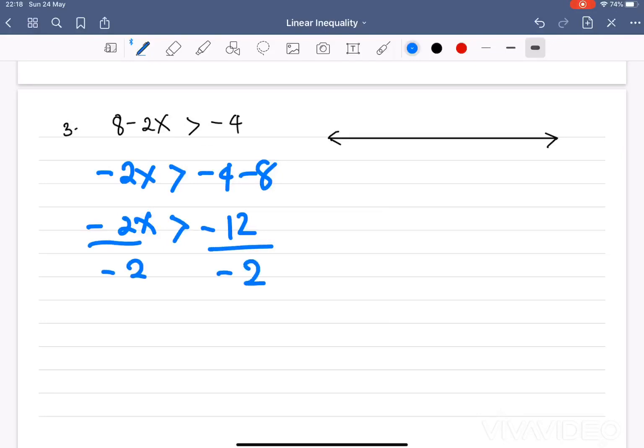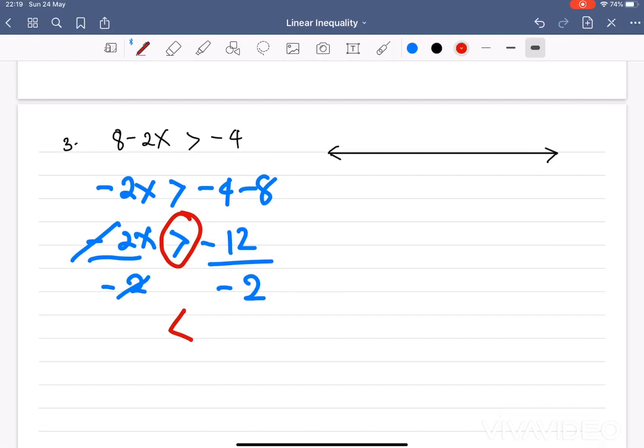If we divide by negative numbers on the left and the right of the inequality, this symbol will change. Instead of greater than, it will become less than. Again, the reason is that we divided the inequality by negative 2. So with any negative number, if it's greater than, it will become less than, and otherwise.